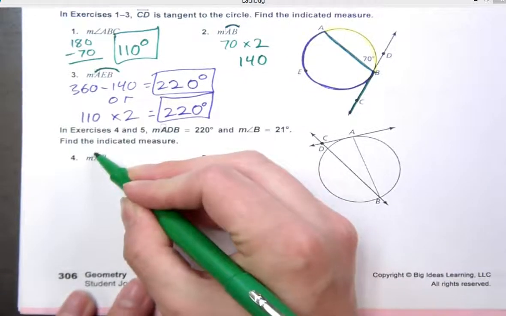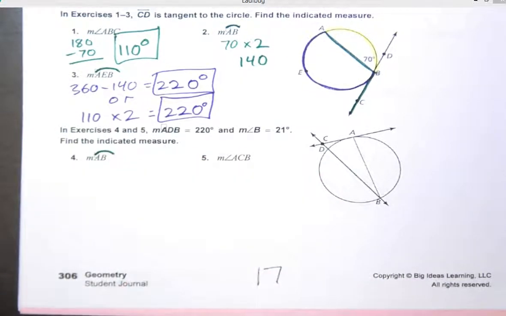Alright, in this one, the measure of arc AB. How do you think we're going to solve for arc AB?